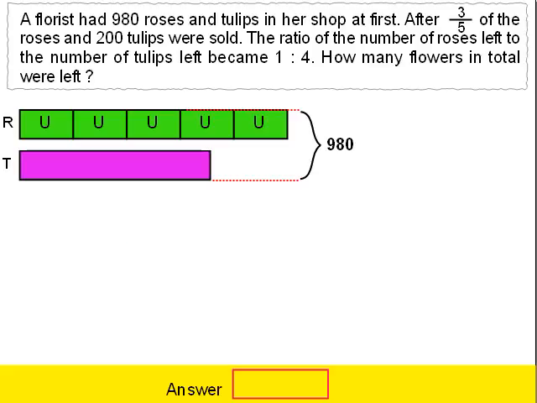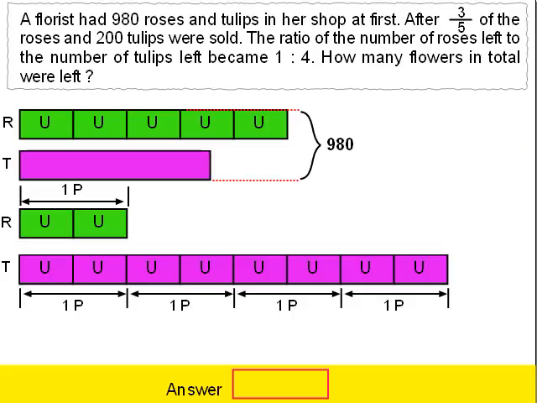We put down information here, and we are told that actually after 3/5 of the roses sold, that means 3 units of the roses sold, he was left with 2 units. And these two units is equivalent to 1 part, because the new ratio is 1:4, and therefore the number of tulips after 200 sold was 4 parts. So we put it down. Since 1 part is equal to 2 units, 4 parts is equal to 8 units.